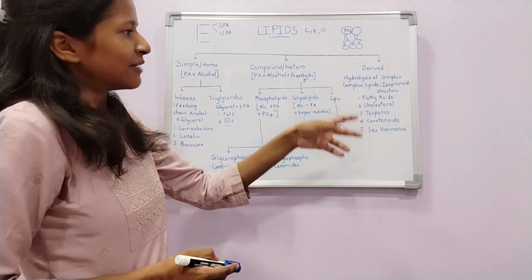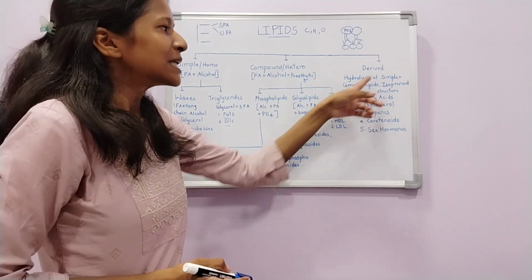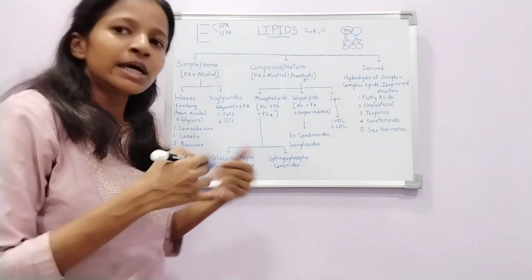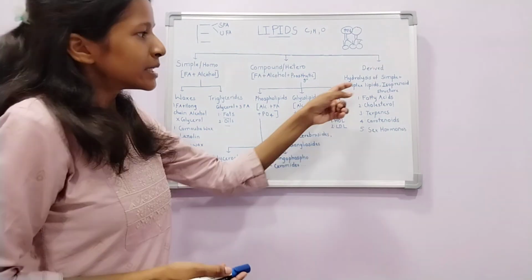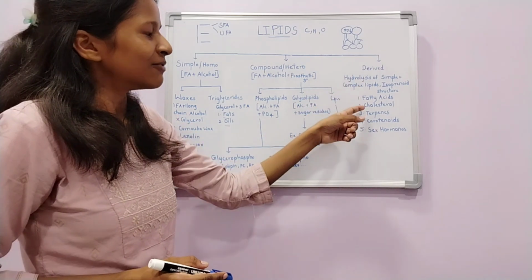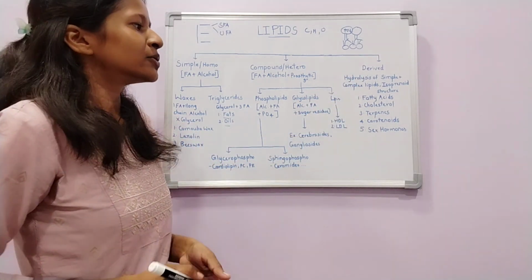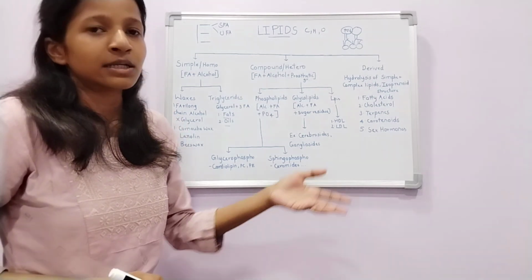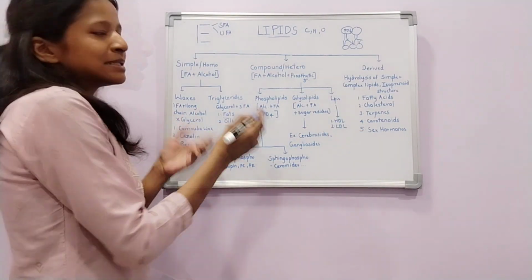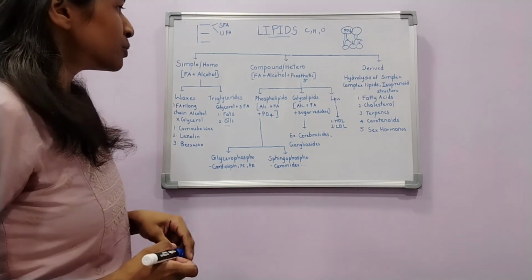Moving on to the derived lipids. These are formed when simple and complex lipids combine and then undergo hydrolysis. They have a ring structure, they have an isoprenoid structure, and derived lipids include fatty acids, cholesterol, terpenes, carotenoids, testosterone, and other hormones as well. So this is a simple way in which lipids can be classified into different groups.